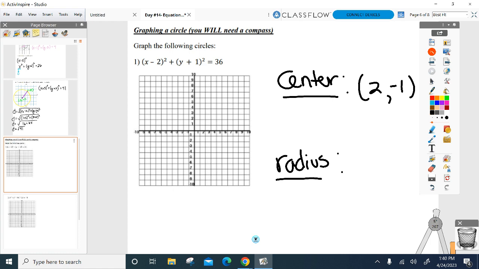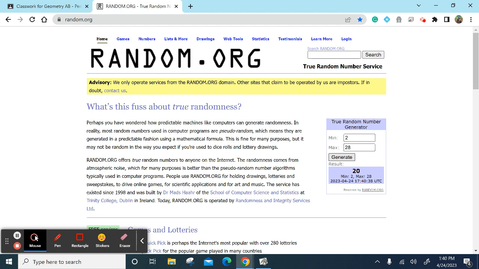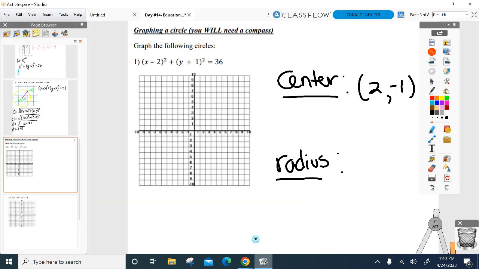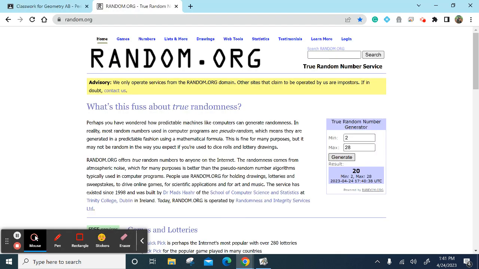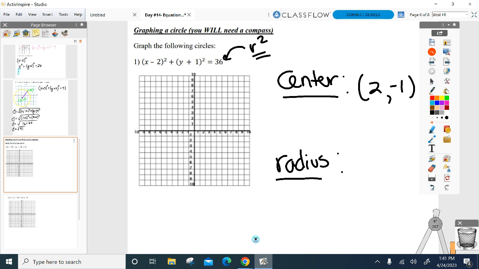I got a 36 up here, but that's not the radius length. How do I get to r? Because remember, that's r squared in the equation. I want to get to r, the radius length. What am I doing to the 36? Taking the square root. So it's going to end up being 6. All right, ready to graph now.